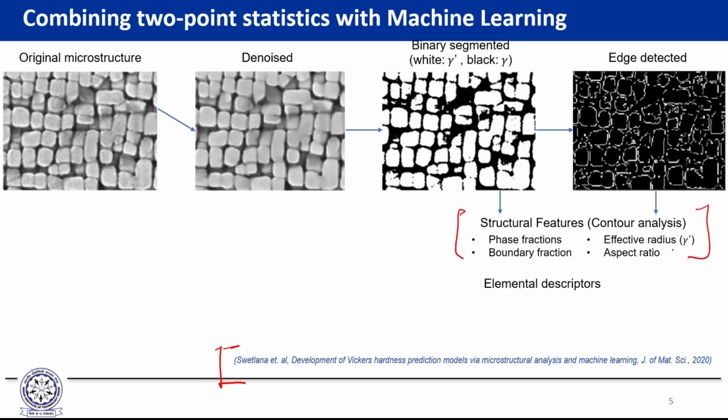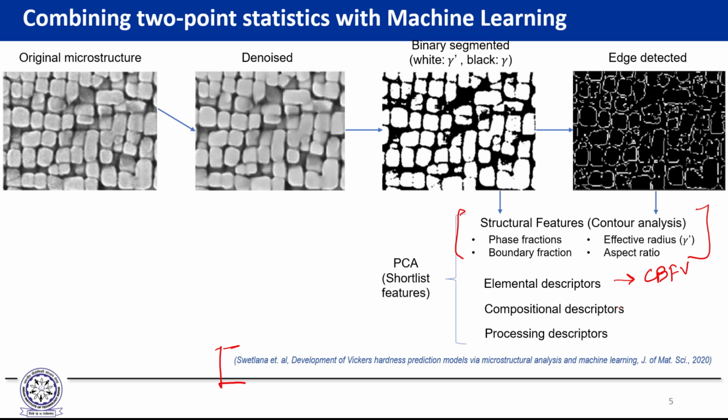In addition to that, one can actually combine the elemental descriptors. Essentially, this is where your CBFE type of thing can be brought in. Then you have the compositional descriptors or the composition itself. One can also bring in the processing descriptors. This is going to be a little bit more advanced topic which we are going to discuss later on when we talk about processing-structure-property linkages. But by and large, think in terms of elemental descriptors and the compositional descriptors.